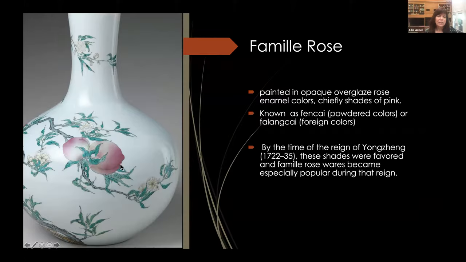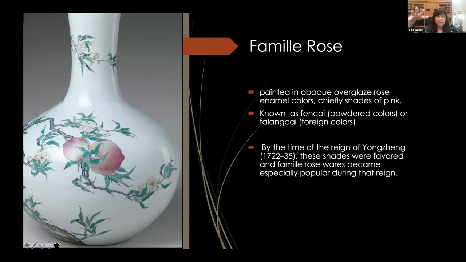And so that might be why we often see the designation foreign colors coming from the West. Now, this isn't going to continue. What we are going to see, as I've already told you, are Chinese craftsmen who are going to discover their own versions of these colors, and then they will use those in these works of art.